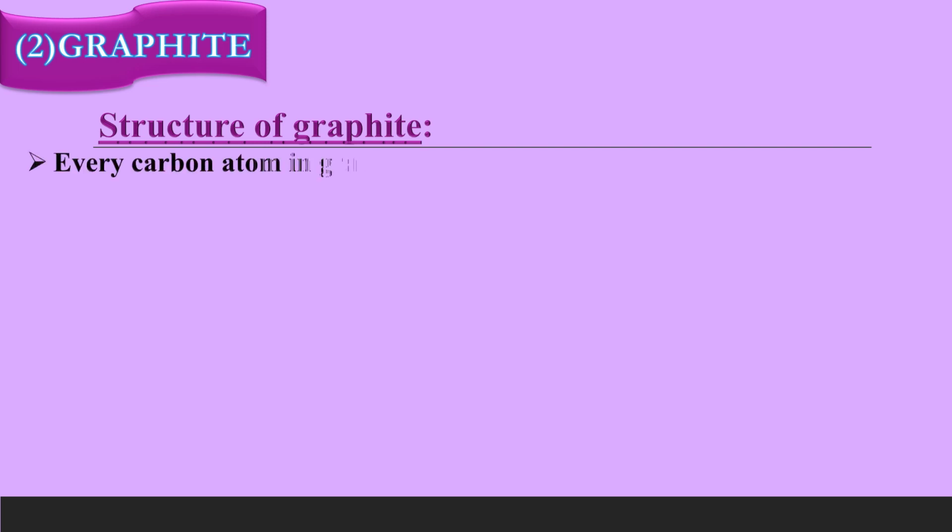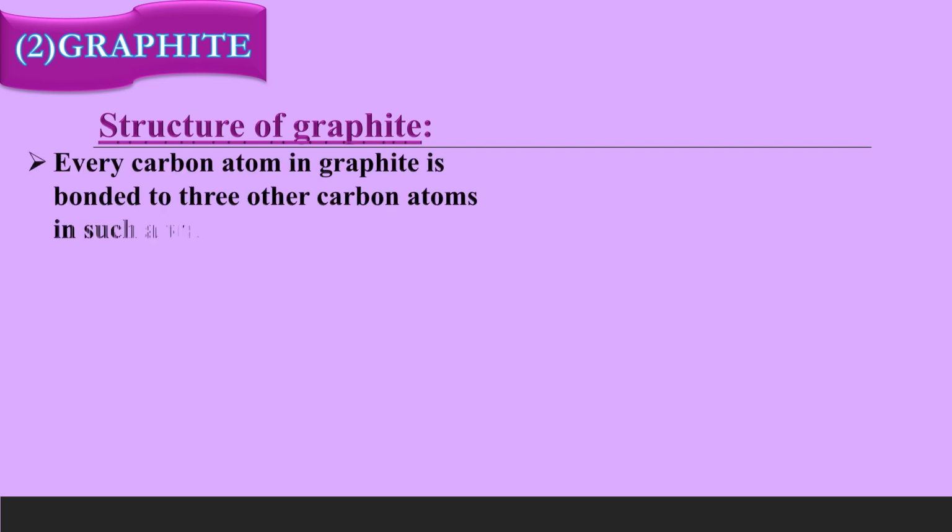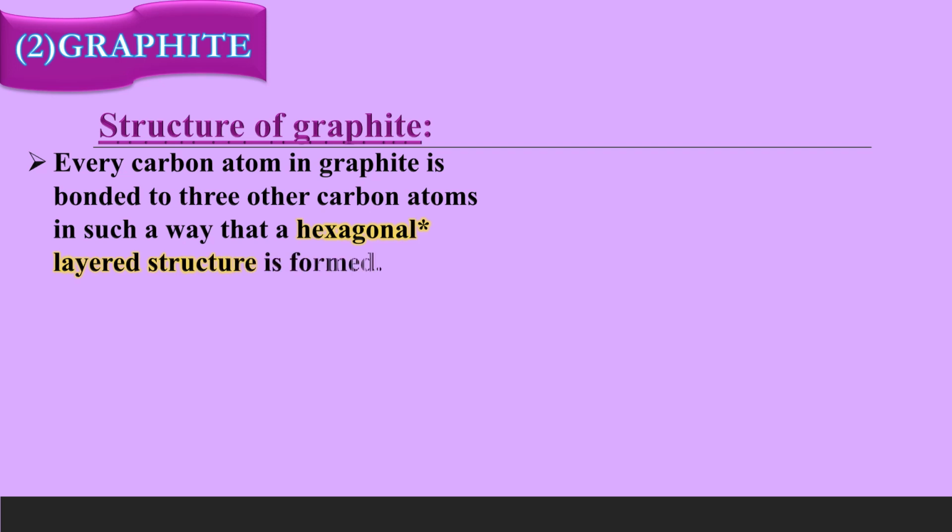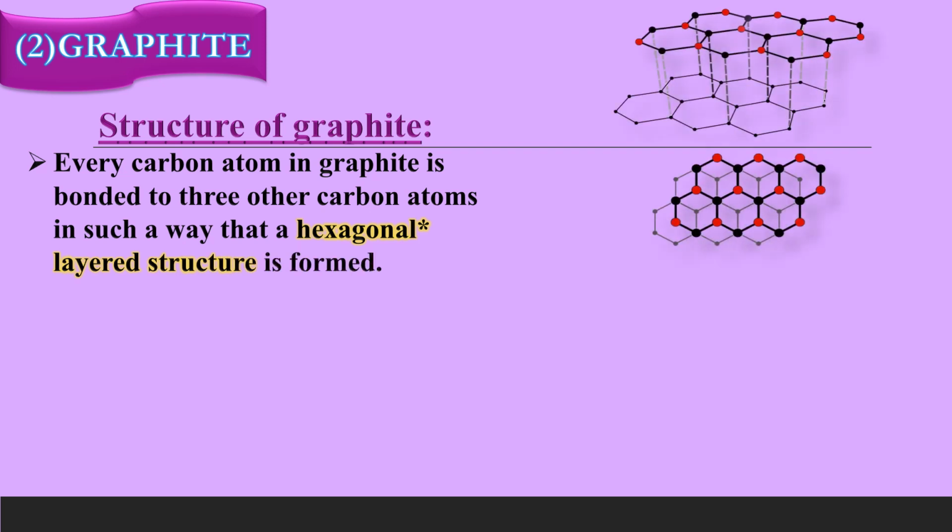The second crystalline allotrope of carbon is graphite. What is the graphite structure? Every carbon atom in graphite is bonded to three other carbon atoms in such a way that a hexagonal or six-sided layered structure is formed. You can see here all these dots are carbon, six atoms, forming a hexagonal structure, three of them joining with three others, and they form one layer on top of the other.